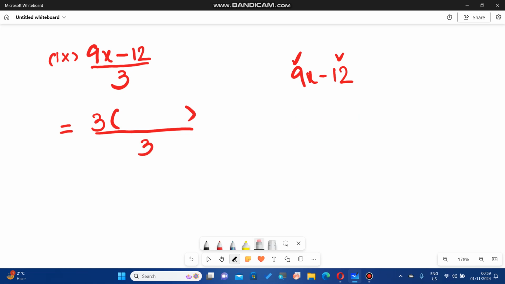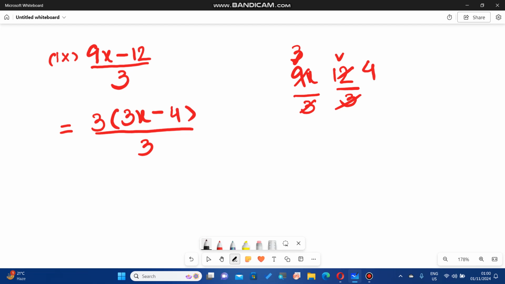We had the term 9x. What did we take common? 3. What are we left with? 3 times 3 equals 9, 3x. We are left with 3x minus, the term was 12, we took 3 common out of it. 3 times 4 equals 12. We are left with 3x minus 4.